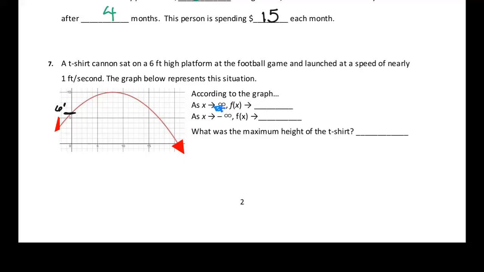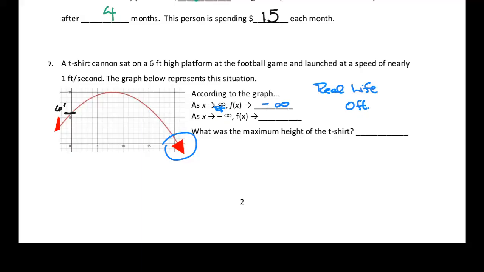As we go to the right, what's happening to my graph? It's approaching... Yeah, this one is kind of crazy, because according to the graph, it's approaching negative infinity. But if we're talking real life, can a t-shirt go below the ground level? So in real life, it's going to stop at 0 feet. But if you're looking at the graph itself, yeah, it's going to continue to go down.